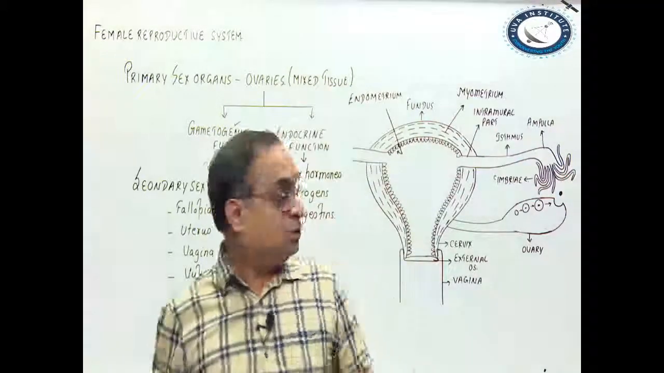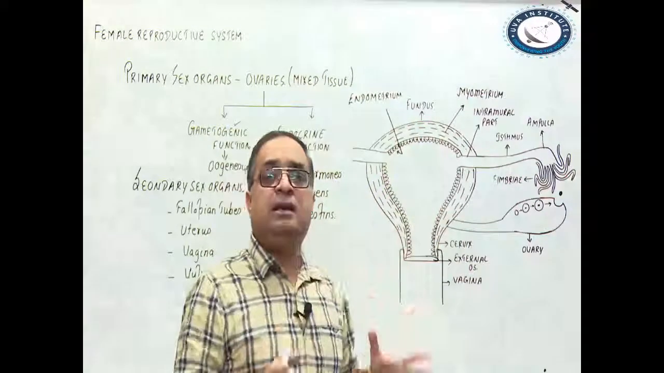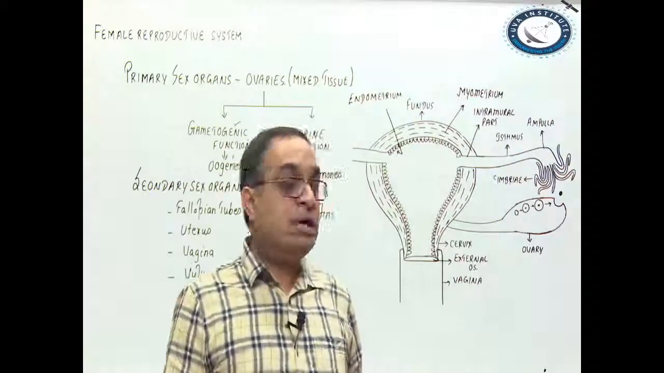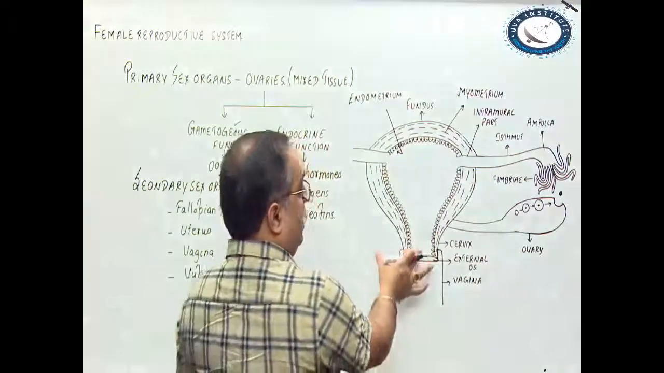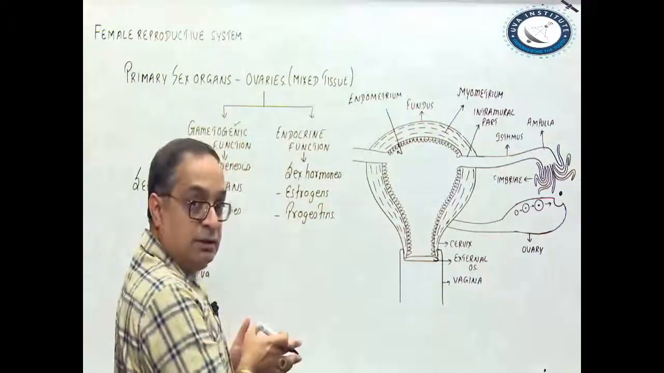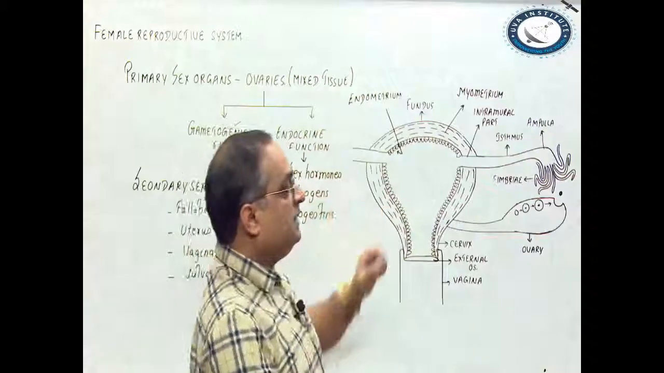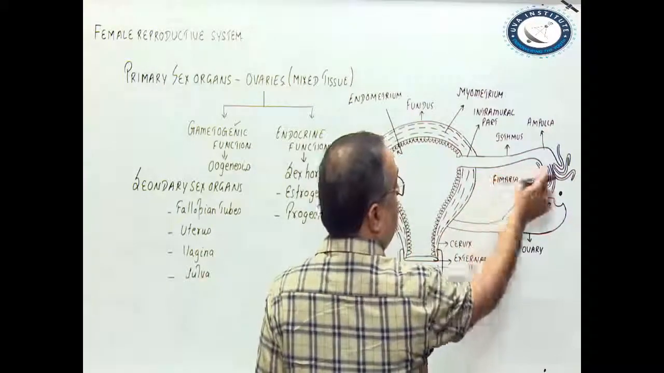Ovaries are attached to the uterus by the ovarian ligaments. There are so many ligaments which are supporting the uterus. There is the suspensory ligament and there are ovarian ligaments also. After this primary sex organ, that is the ovary, let's talk about the secondary sex organs. As you can see in this diagram, the secondary sex organs, they are fallopian tubes.